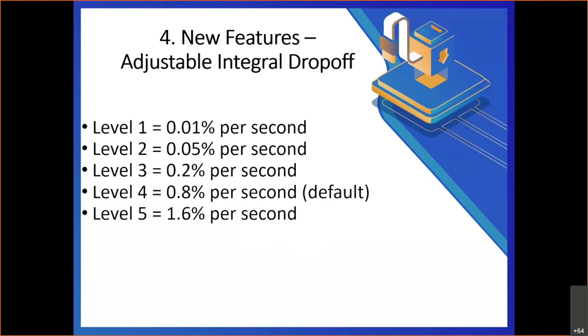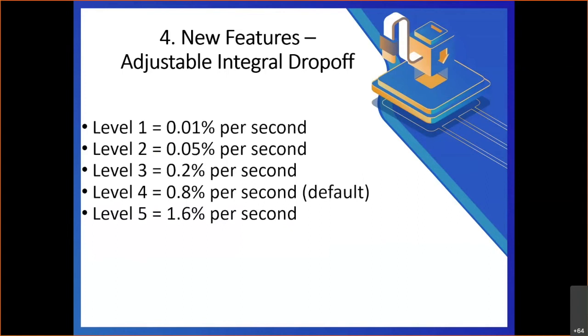Just for quick reference, that level 4 there at 0.8% per second of the integral, that is how ProLon has worked up until now. So we can speed it up a little bit and we can slow it way down if we need to. But for the most part, all of you guys, you're going to leave it on level 4, the factory default, just because that's what you're going to need.